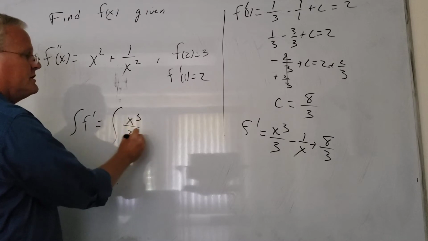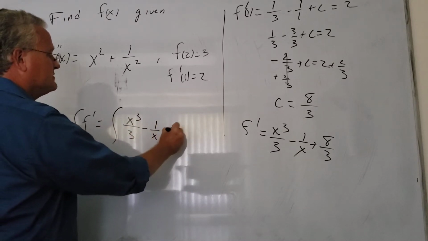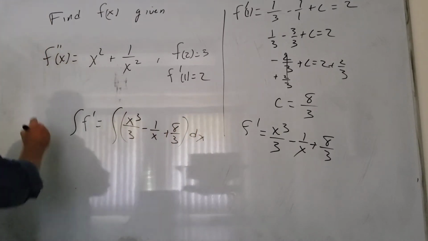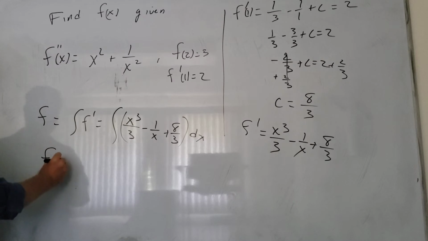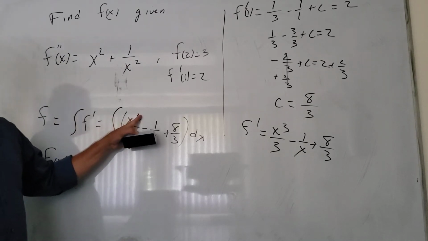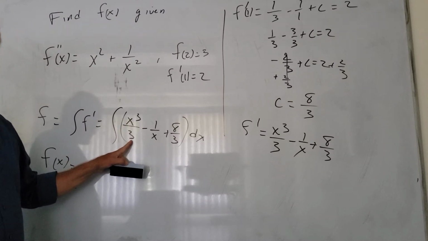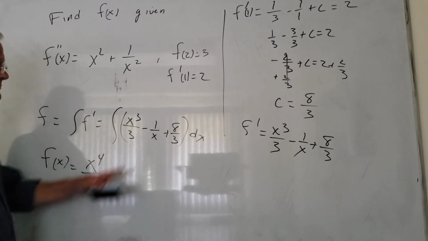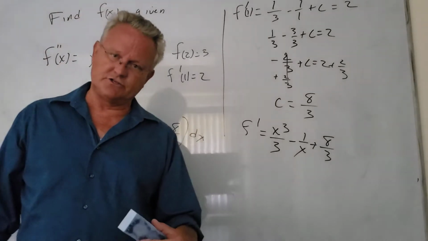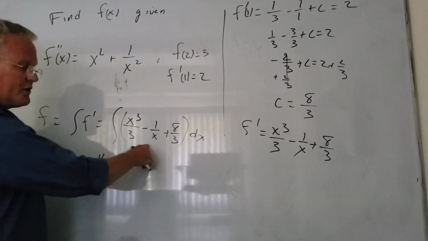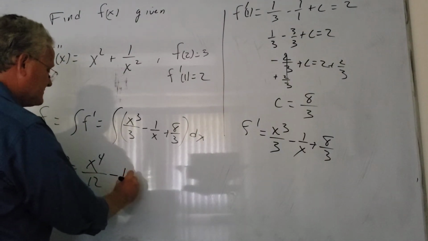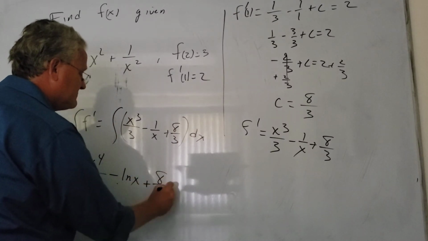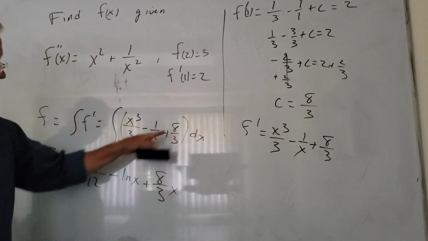x cubed over 3 minus 1 over x plus 8/3. So we're integrating this with respect to x. Again, that's what this is, f. So f of x is going to equal x to the 4, and when I divide by 4 and multiply by the 3, we're going to get x to the 4 over 12. The derivative of the natural log of x is 1 over x. So the integral of 1 over x is the natural log of x. We have minus the natural log of x. Integrating 8/3, we get 8/3 times x, because the derivative of this is 8/3.